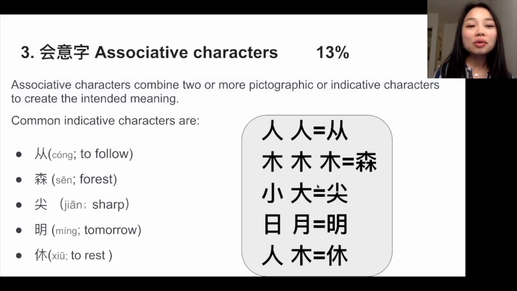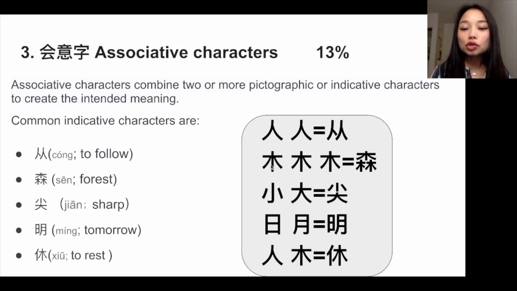The third type, we call them associative characters. They make up 13% of all characters. So what kind of characters are associative? They combine 2 or more pictographic or indicative characters to create something new. So for example, this is the person character, and another person. So imagine a person trying to follow another person. So we create this new character, meaning to follow.